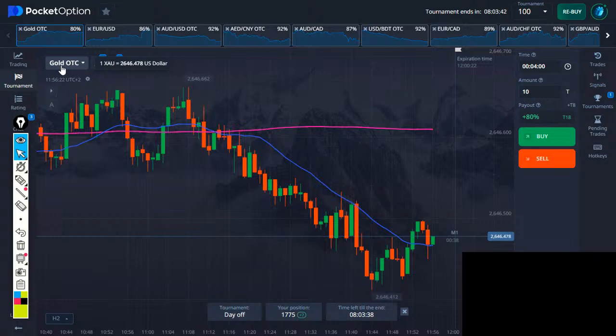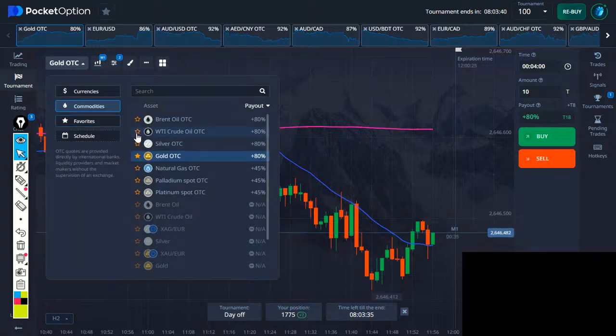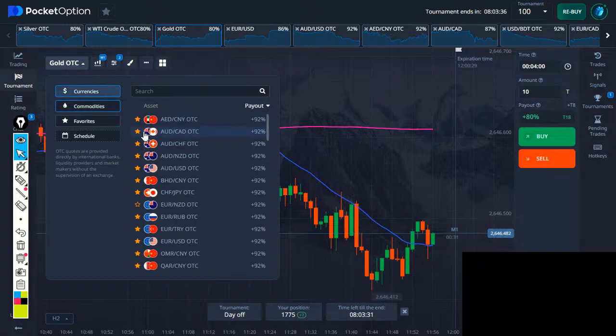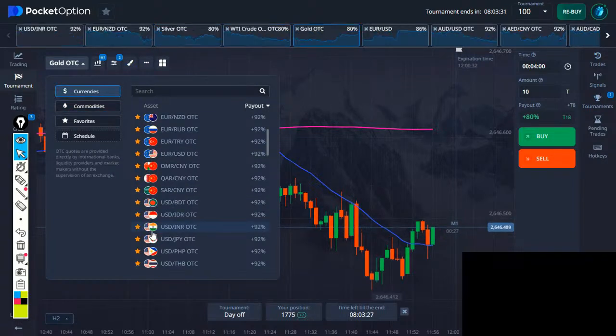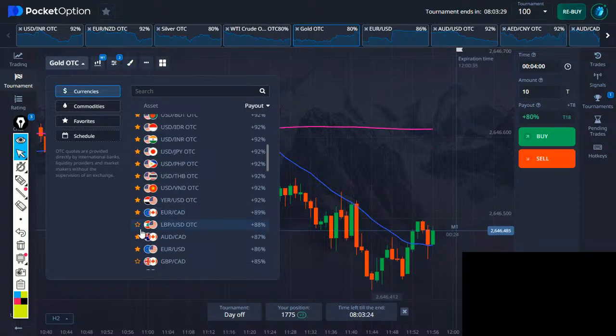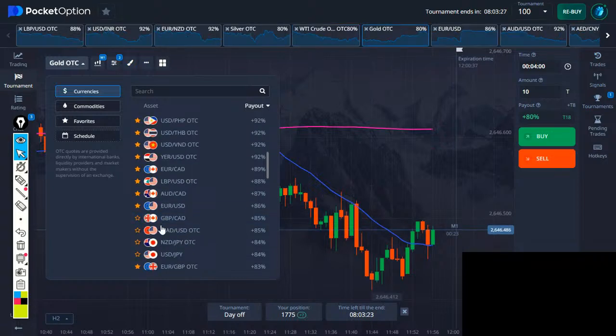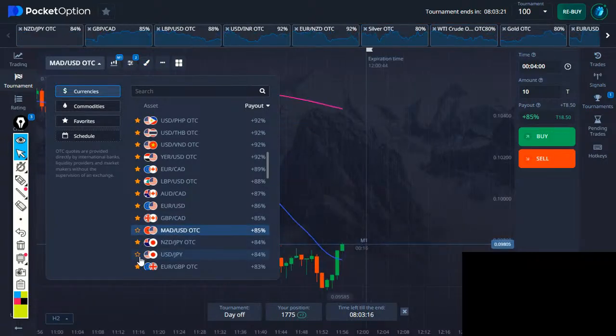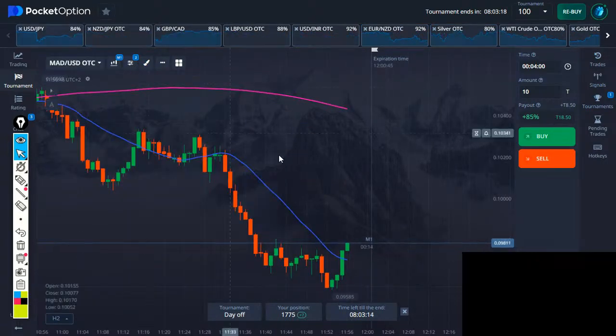Okay, let me see if I can add more pairs. WTI crude oil, silver. Let me see here. Euro NZD, USD INR, LBP USD. That's my home country currency. Okay, let's see.